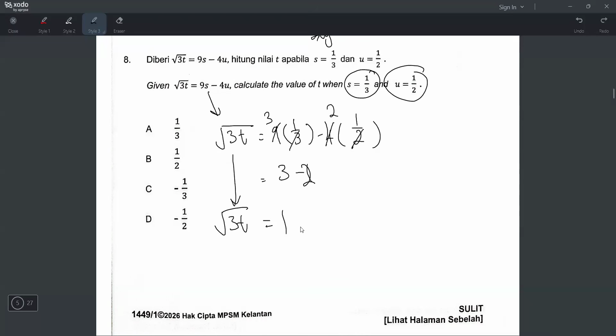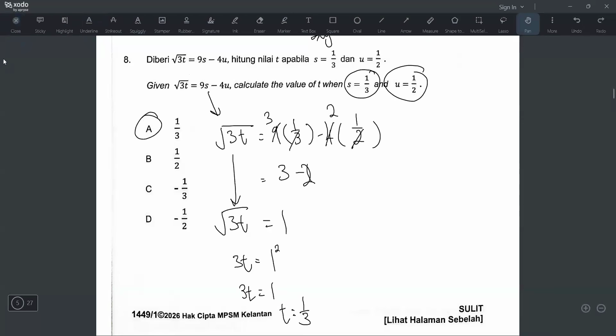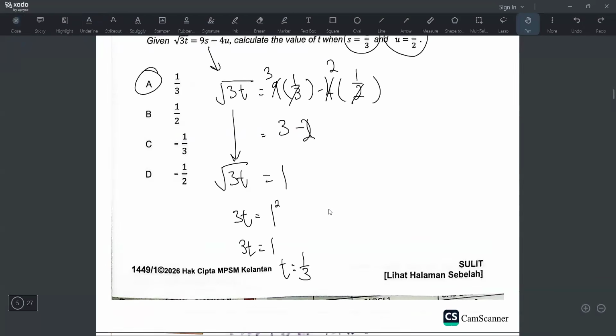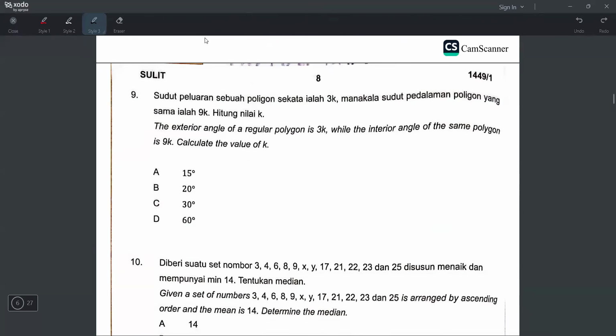And also if you pindah 3 first, there's no answer here. Yeah, I'm already looking at the answer here, and if you pindah 3, tak ada jawapan. So you have to pindah square first because square is outside. Yang outside kena pindah dulu. So square root hantar jadi square, so it's 1 square. But guess what? 1 square is also 1, and then t is 1 divided by 3 lah. So the answer is A. Yeah, it's quite straightforward. Nothing fancy. That's it.